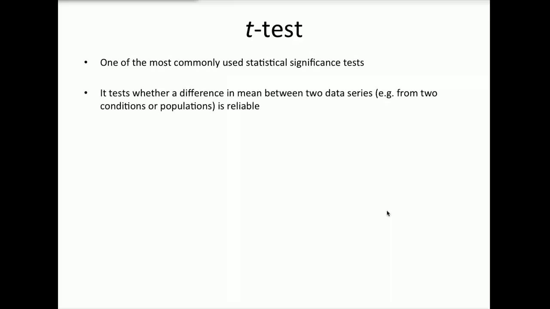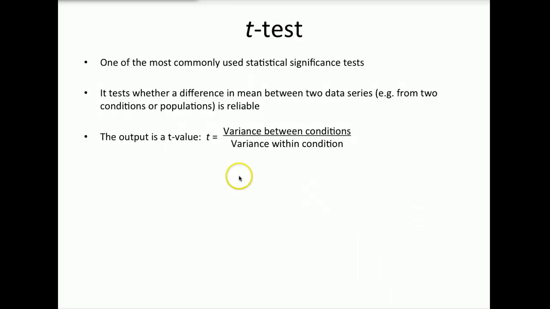One of the very commonly used significance tests that we encounter in the experimental literature is the t-test. And the t-test tests exactly this. It tests whether a difference in mean between two data series, for instance coming from two conditions or populations, is a reliable one. It does so by comparing the variance between conditions with the variance within condition, and that gives us a certain t-value.